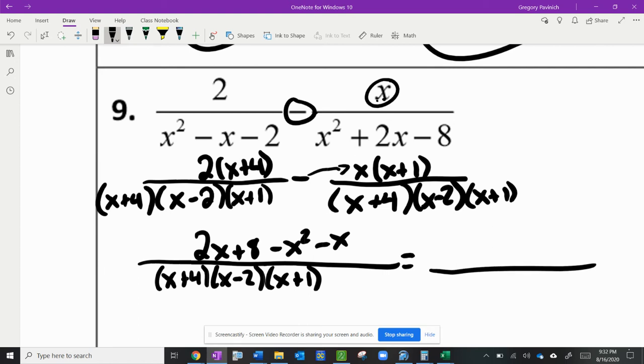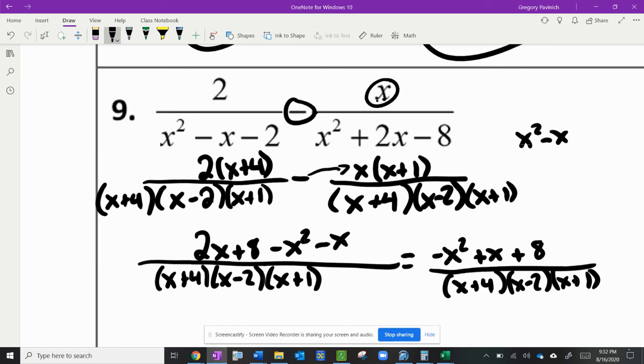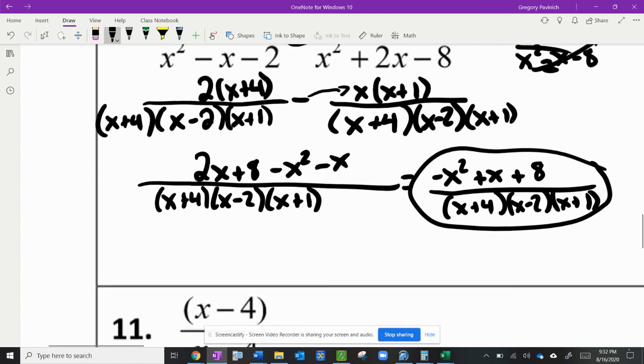And I might tidy this up and write it in standard form. So negative x squared plus x. Let me see if I can factor this one out. If I take the negative out in front, we'll get 1 minus 8. Factors of 8 that subtract to get me 1. I'm good to go here. So what can x equal? Negative 4, 2, 1.